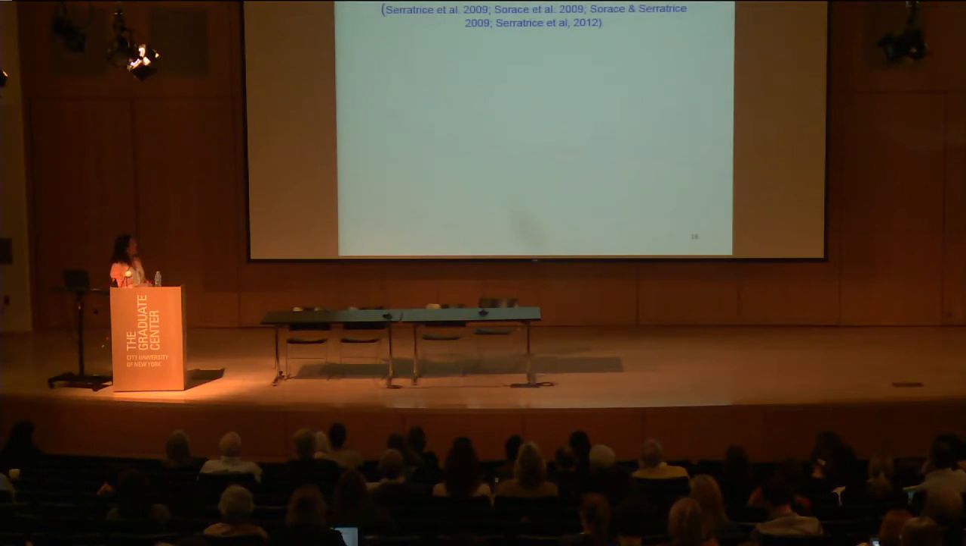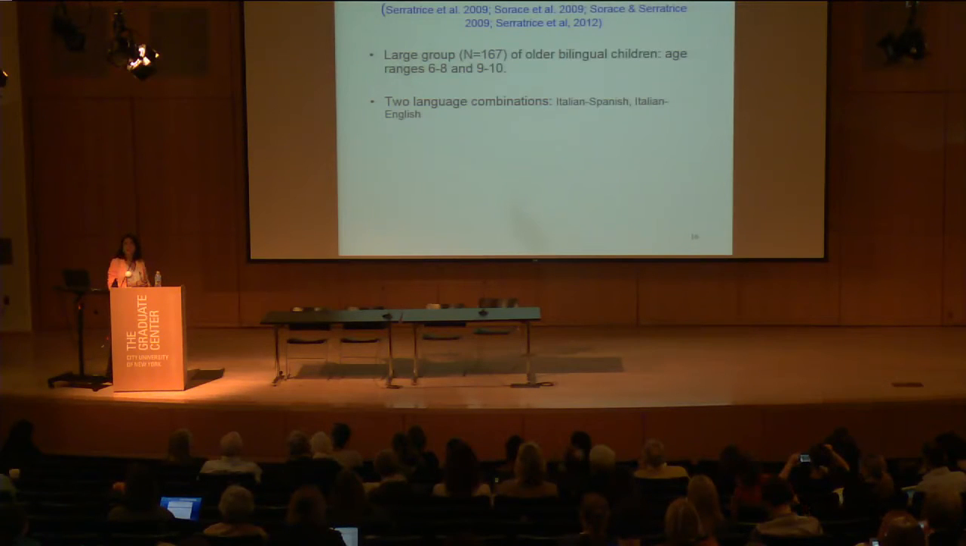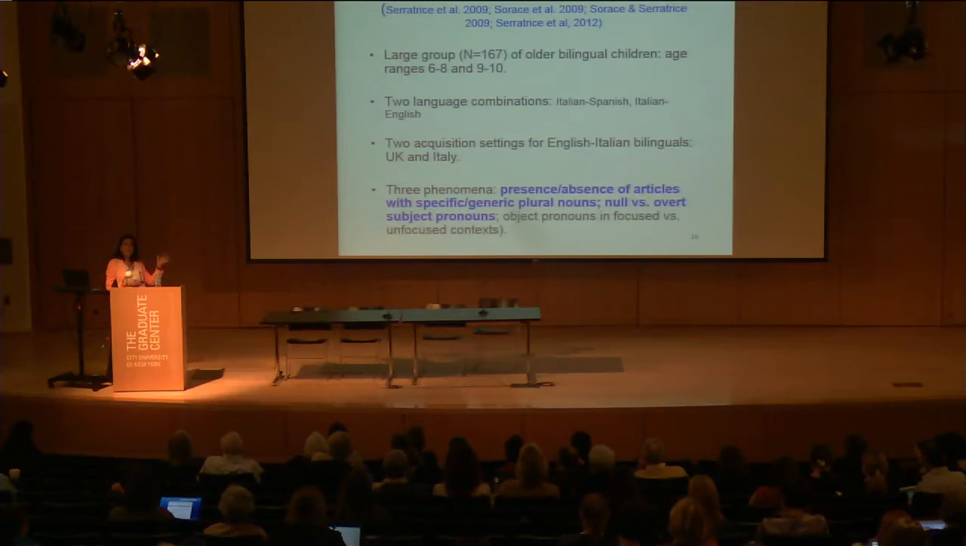Now, what about children? We tested bilingual children, in fact, a large group of bilingual children. This is work I've done with my colleague Ludovica Serratrice, on older, school-age bilingual children, and we tested two language combinations: children who had grown up with Italian and English, and children who had grown up with Italian and Spanish. So we wanted to see whether language similarity mattered or not. And we tested the Italian-English bilingual children both in Italy, an Italian dominant environment, and the UK, an English dominant environment, and we tested them on a variety of linguistic structures.